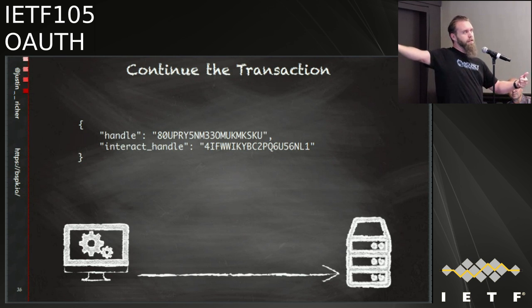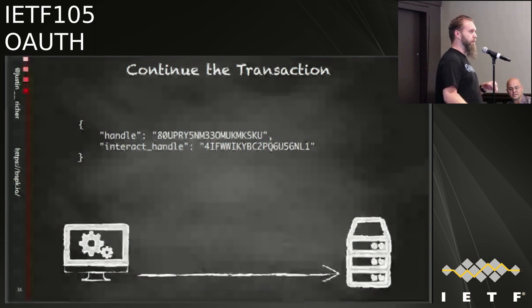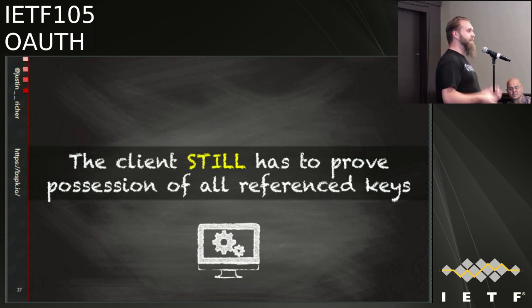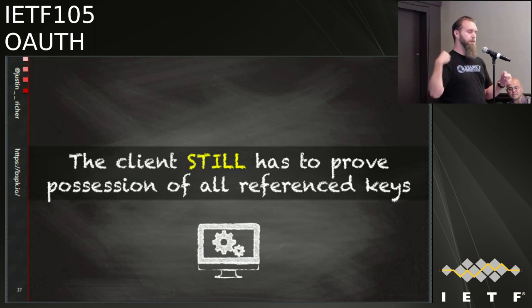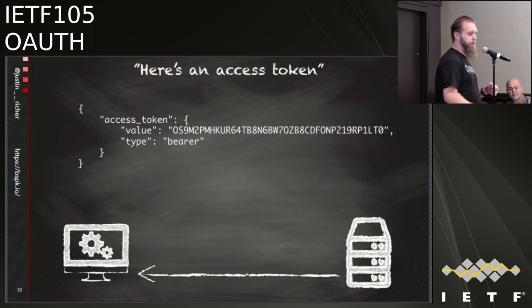This is analogous to the authorization code, right? The client still has to prove possession of all keys that it referenced when it started the transaction. Even though it's now just presenting that transaction handle, it has to be able to show that it still has control of all of the keys it had when it started that. And if the auth server decides that everything is all hunky-dory, it can send back an access token, and we are good to go.